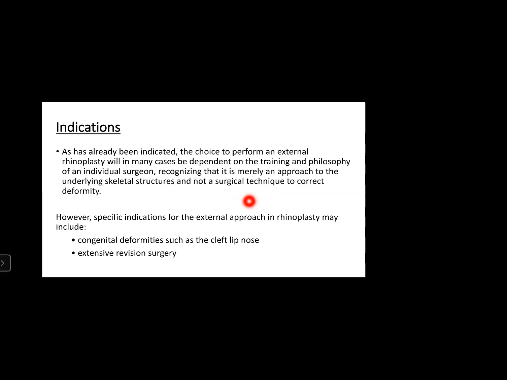Especially you should have indications like the last two points. Congenital deformities and cleft lip nose, this is one important thing. And extensive revision surgery is also very important. These two act as indications for the external rhinoplasty. Next.